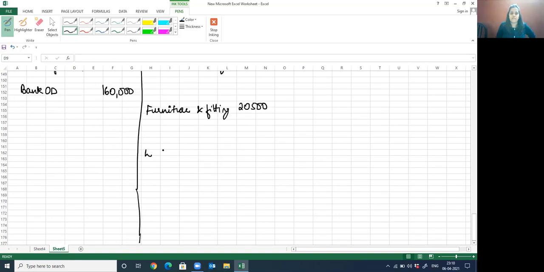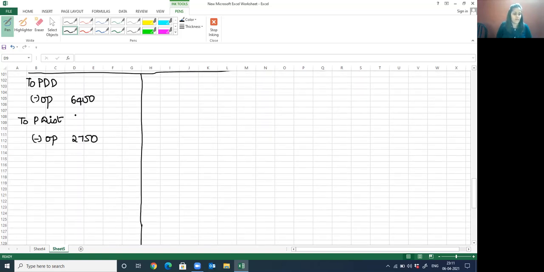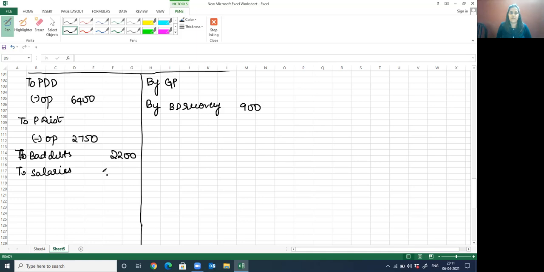Then you have sundry debtors, so debtors inner column 2,40,000. Then creditors 95,000. Then you have bad debts. So bad debts will go in P&L of about 2,200. Bad debts appearing in our trading account means entry is done. Bad debt recovery will come here. So first you write by GP, by bad debt recovery 900. Salaries, so to salaries 45,100.